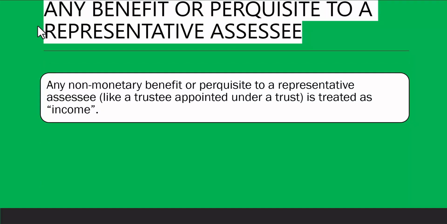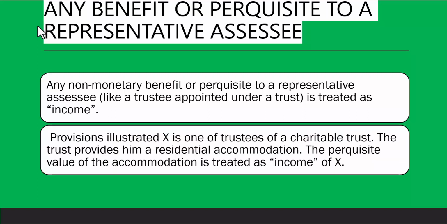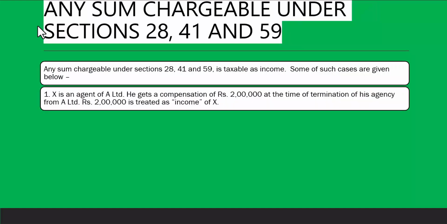Any benefits or perquisite to a representative assessee. Any non-monetary benefit or perquisite to a representative assessee, like a trustee appointed under a trust, is treated as income. Okay, so I'm just skipping this.